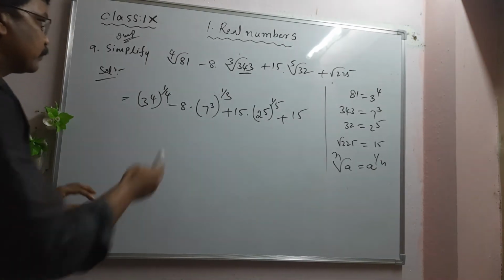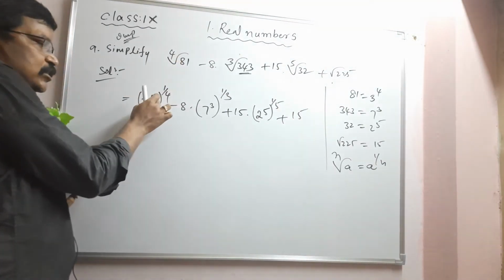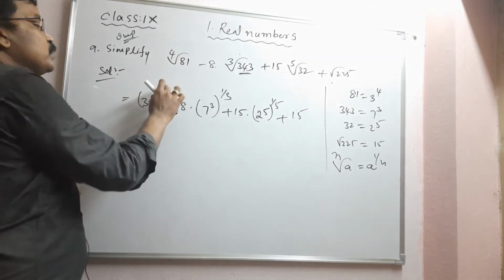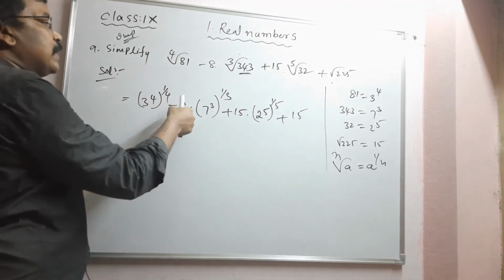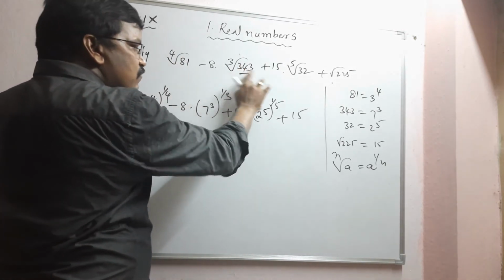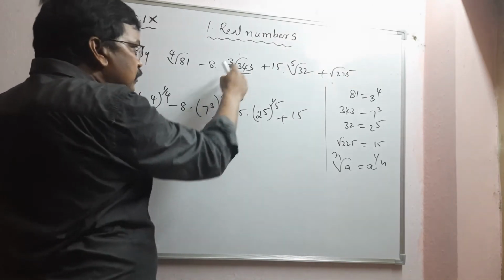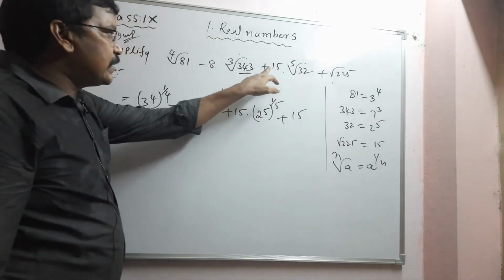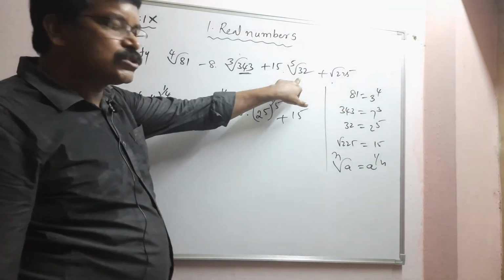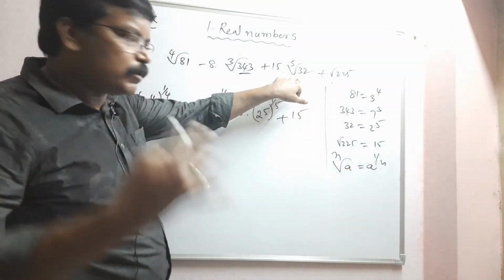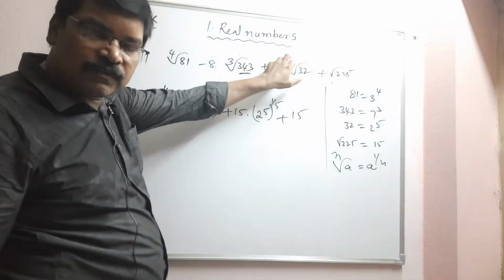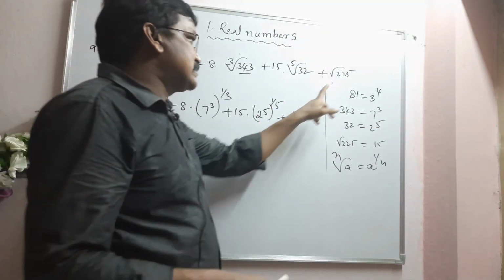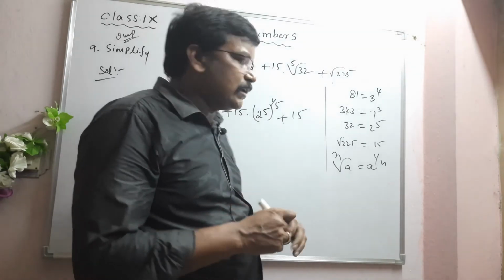I will repeat. This 81 can be written as 3 to the power of 4. 4th root means whole power 1 by 4. Minus 8 times this 343 can be written as 7 cube. Cube root means whole to the power of 1 by 3. Next, 15 times this 32 can be written as 2 to the power of 5 whole power 1 by 5. Why? 5th root. Right. Plus root 225 means 15.